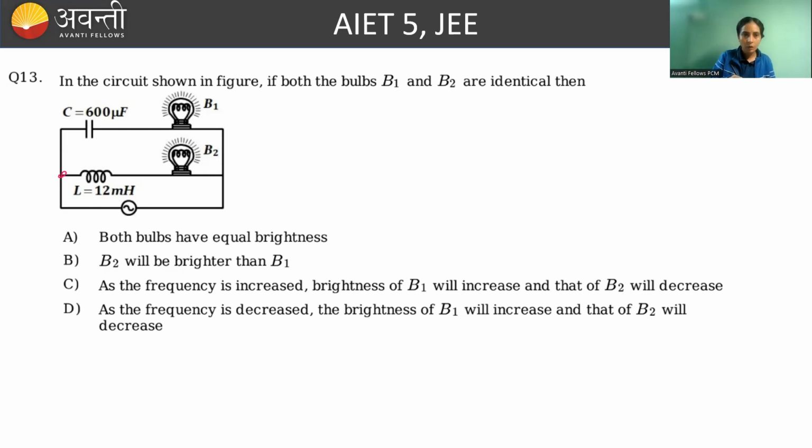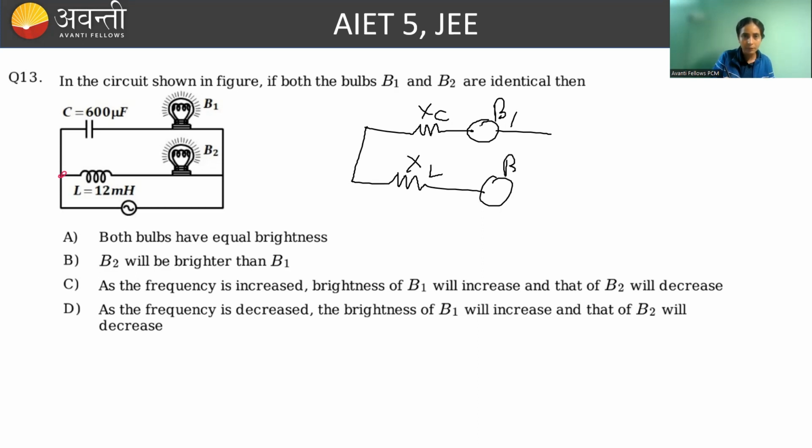First, I'm going to draw the circuit again. This is a capacitor. It will have reactance equal to XC. And there is a bulb. My drawing is too weak, so I'm not going to draw the bulb. This is bulb B1. And here again there is an inductor. Its reactance will be XL. And there is a bulb B2. And this whole thing is connected again to a battery.